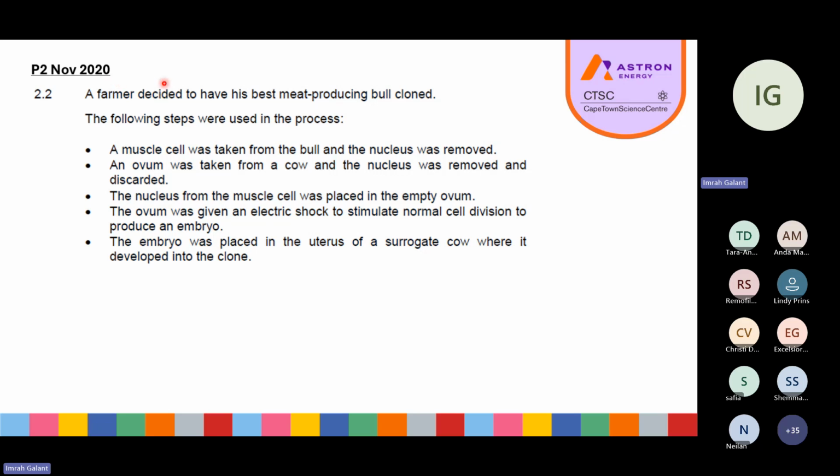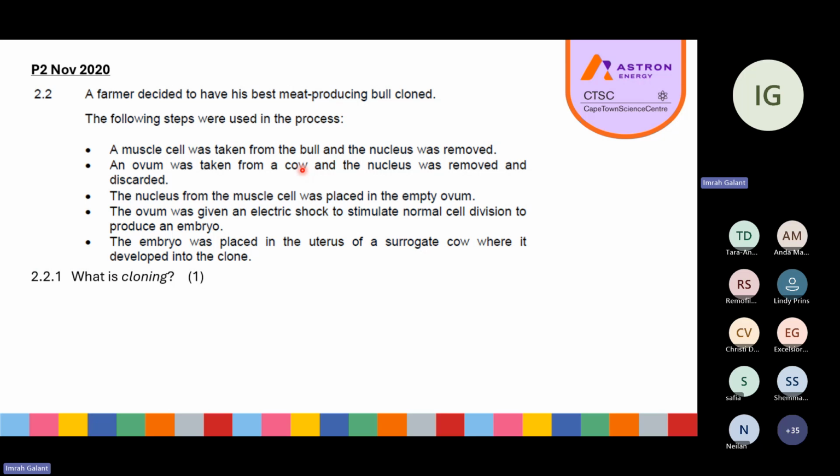So it says, a farmer decided to have his best meat-producing bull cloned. The following steps were used in the process. A muscle cell was taken from the bull, the male, and the nucleus was removed. An ovum was taken from the cow, the female, and the nucleus was removed and discarded. Then the nucleus from the muscle cell was placed in the empty ovum. The ovum was then given an electric shock to stimulate normal cell division to produce an embryo. The embryo was placed in the uterus of a surrogate cow, where it developed into the clone. So this basically just describes the entire process of cloning.